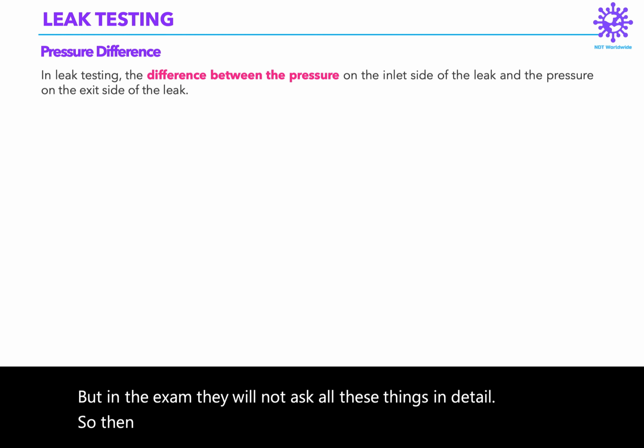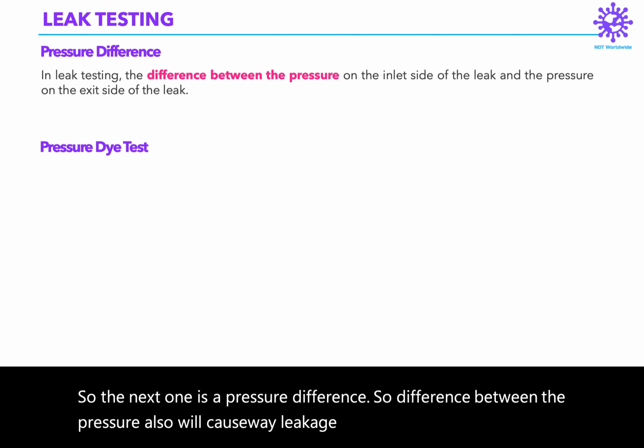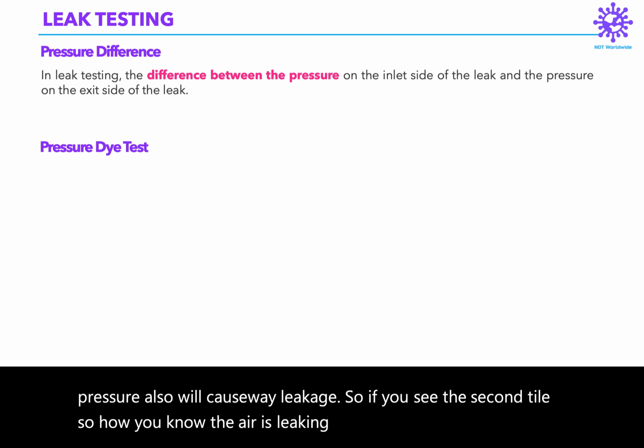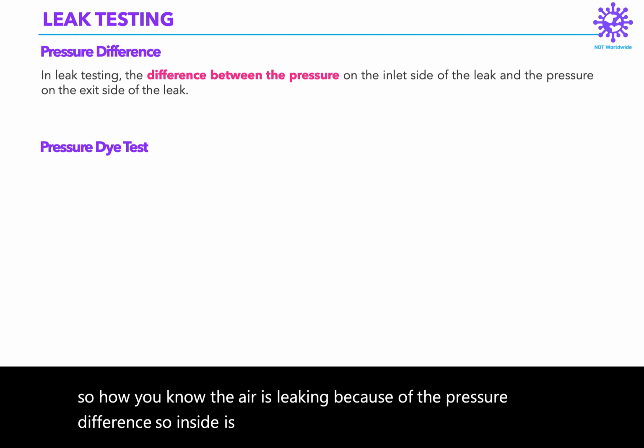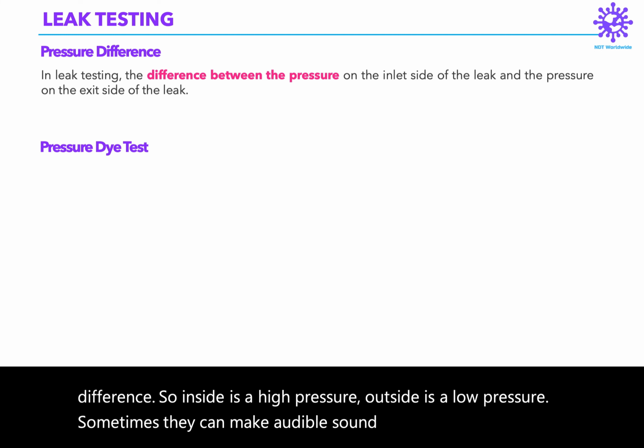Then the next one is the pressure difference. The difference in pressure will also cause a leakage. If you see the second type, how do you know the air is leaking? Because of the pressure difference. Inside is high pressure, outside is low pressure. Sometimes they can make an audible sound also.